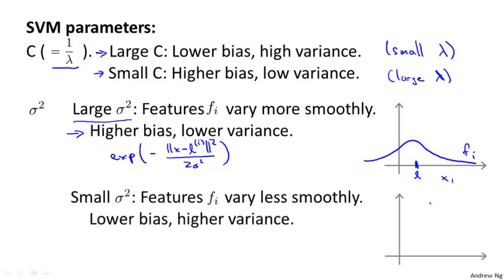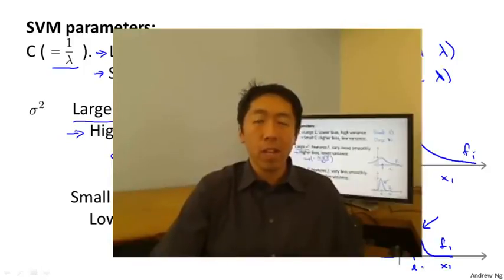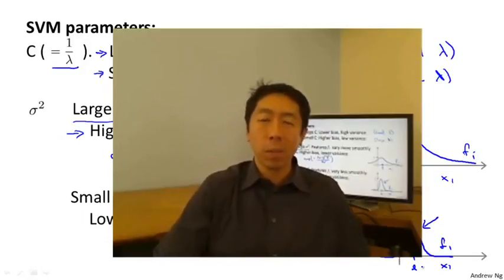Whereas in contrast, if sigma squared is small, then if that's my landmark, given my one feature x1, my Gaussian kernel, my similarity function, will vary more abruptly. In both cases, it'll peak at 1. And so if sigma squared is small, then my features vary less smoothly, so they have higher slopes, or higher derivatives here. And using this, you end up fitting hypotheses of lower bias, and you can have higher variance. And if you look at this week's programming exercise, you actually get to play around with some of these ideas yourself and see these effects yourself. So that was the support vector machine with kernels algorithm, and hopefully this discussion of bias and variance will give you some sense of how you can expect this algorithm to behave as well.